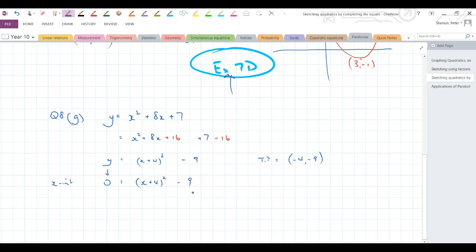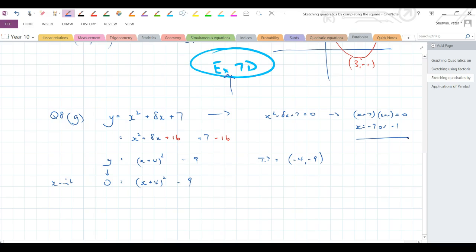Now that's doable. You might have gone up here and done it this way. You might have solved x squared plus 8x plus 7 equals 0, and from there gone x plus 7, x plus 1 is equal to 0, therefore my x-intercepts are minus 7 or minus 1. You could have done that.